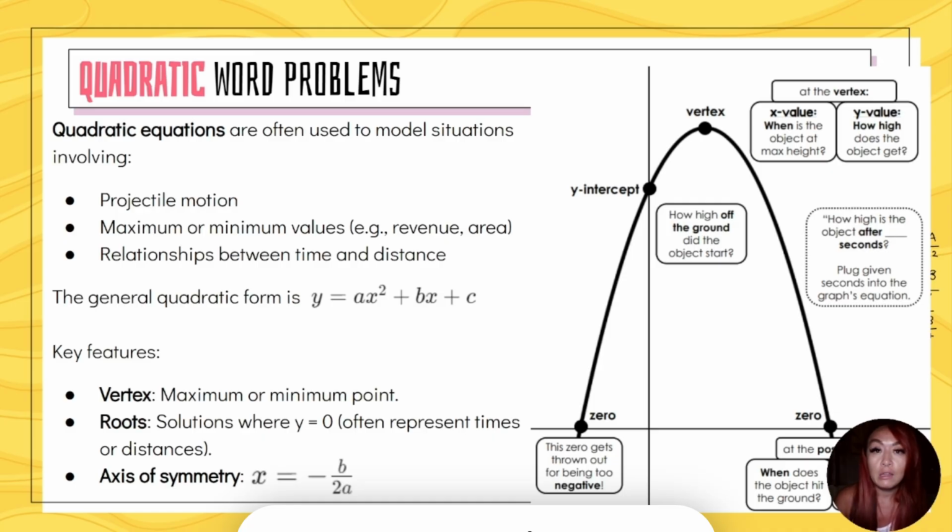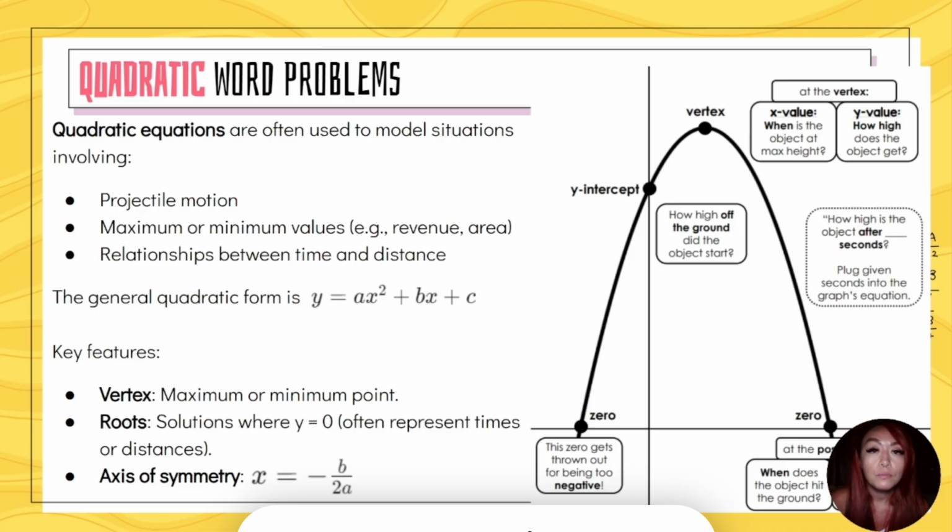Some key features that will be important, especially in these word problems, are the vertex. That's going to be your maximum or minimum point. If the question's asking you something about the maximum or something about the minimum, then you know that you need to find the vertex. The roots, or remember the solutions, the x-intercepts, the zeros, that's where y equals 0, and it often represents times or distances.